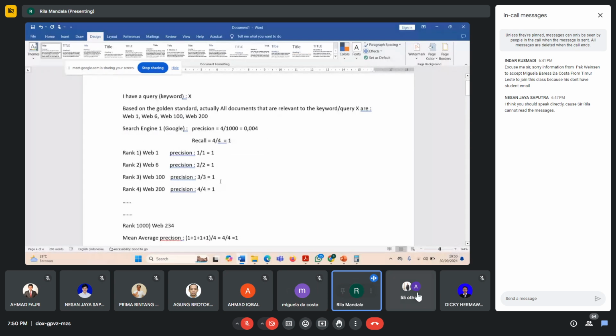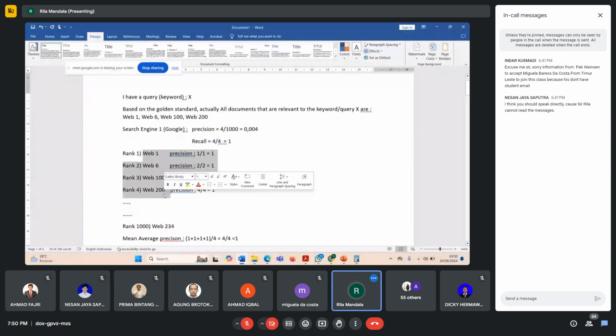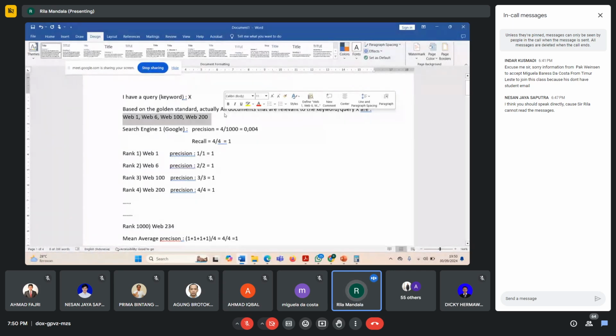Here, who said that Web 1 is relevant in rank 1? The machine, Google, right? Who said Web 6 is relevant? Google. So from this until this, it is predicted by Google. And this one is not the prediction. It's the reality.